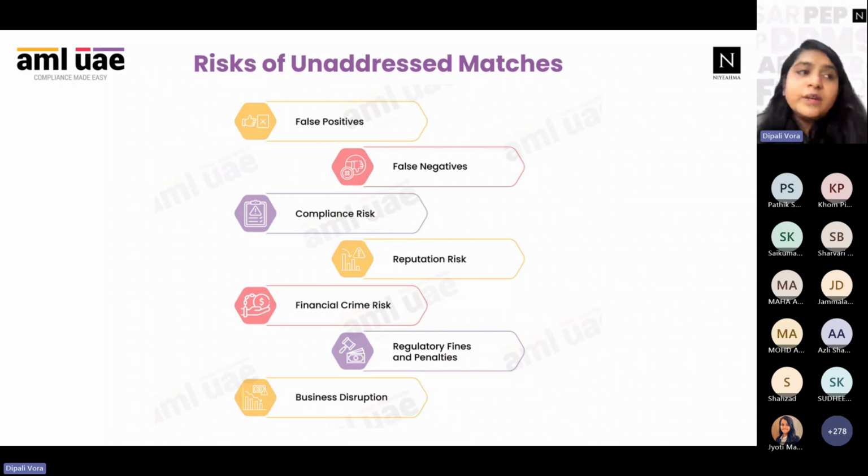So it is important that when you use a software, if you screen somebody and do not find any match, well and good. But if you find any matches, we have to make sure that we are clearing them, giving our comment, whether it is a true positive or a false positive, what exactly. So those comments should always be there.